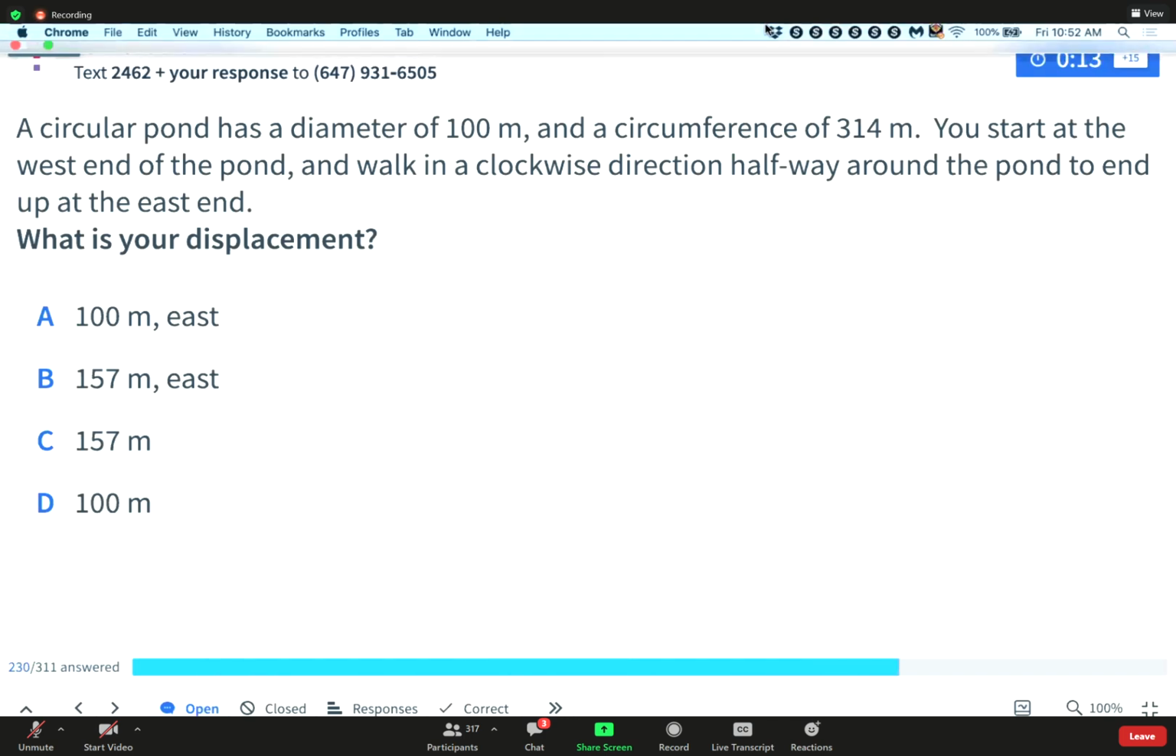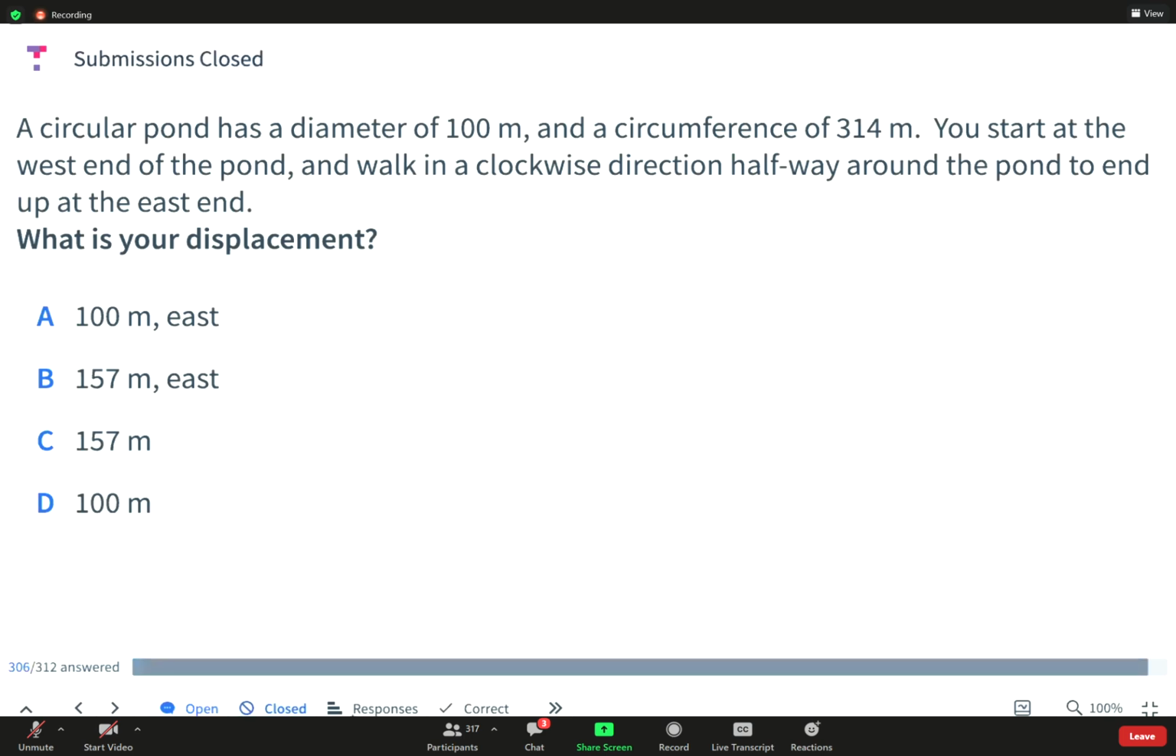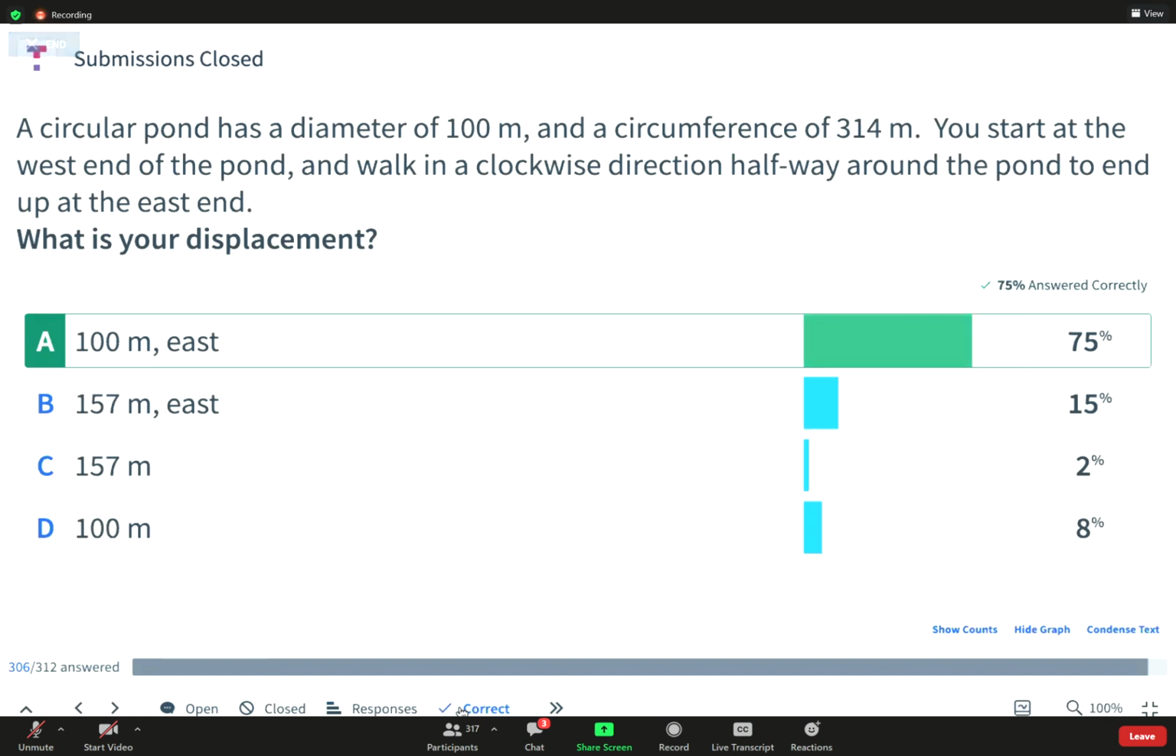There we go. You have 10 seconds left. If you don't know the answer, it's always good to at least pick an answer and make a guess. Well, time is up. What we see is that most people were saying 100 meters east. There were still a few votes for the other answers. And the correct answer is that you are moving 100 meters east.